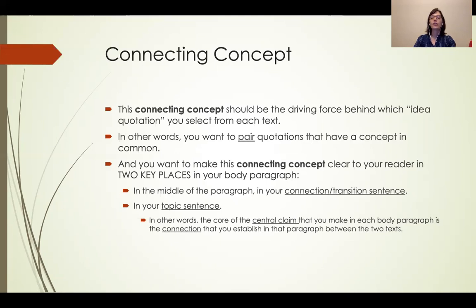So in other words, the core of the central claim that you make in each body paragraph, and that you express in your topic sentence, is the connection that you establish in that paragraph between the two texts, right? Your topic sentence will be indicating to the reader what the connecting concept is going to be. So for our topic sentences, we're going to have some component of Gladwell and some component of Who connected together, right? We're going to be doing a workshop on topic sentences, and we'll want to keep that in mind: do these topic sentences integrate some kind of idea from Who and also some kind of idea from Gladwell?